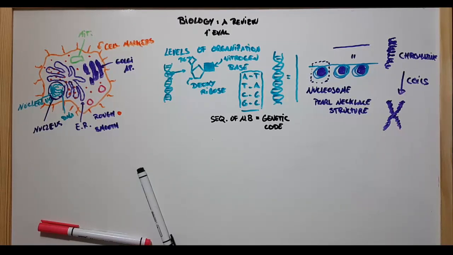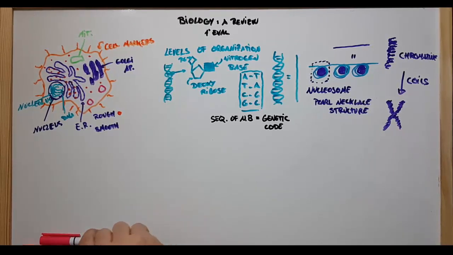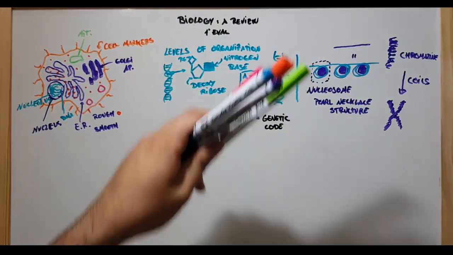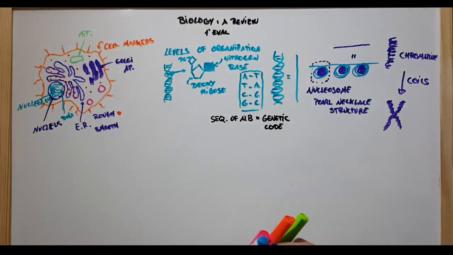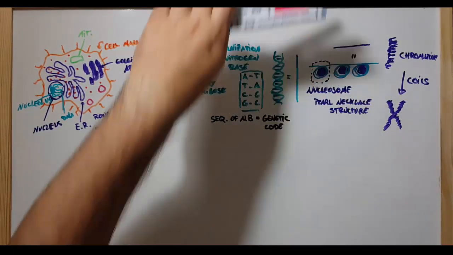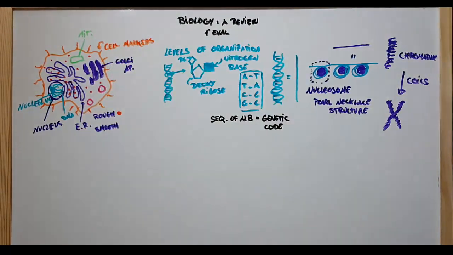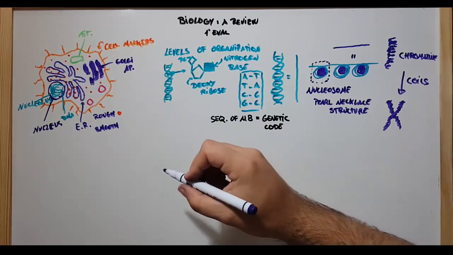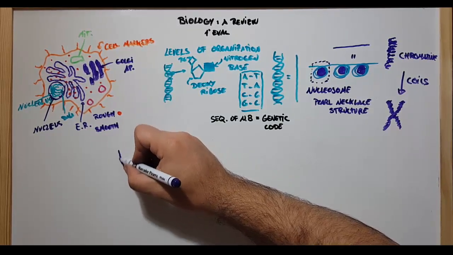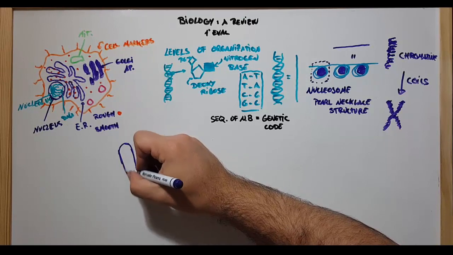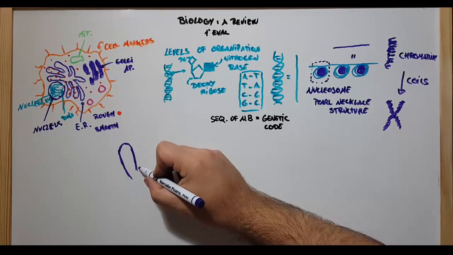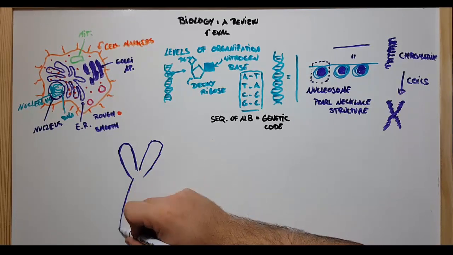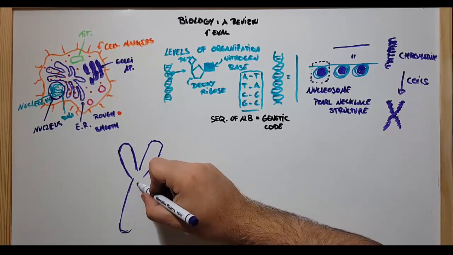Now we're going to see a little bit more about the chromosome structure. So for that we're going to see the chromosomes. Chromosomes, the most common representation of a chromosome is something like this, as you already know.